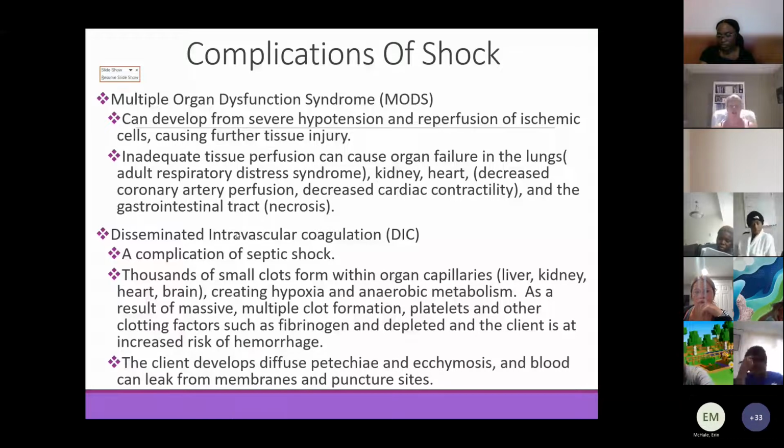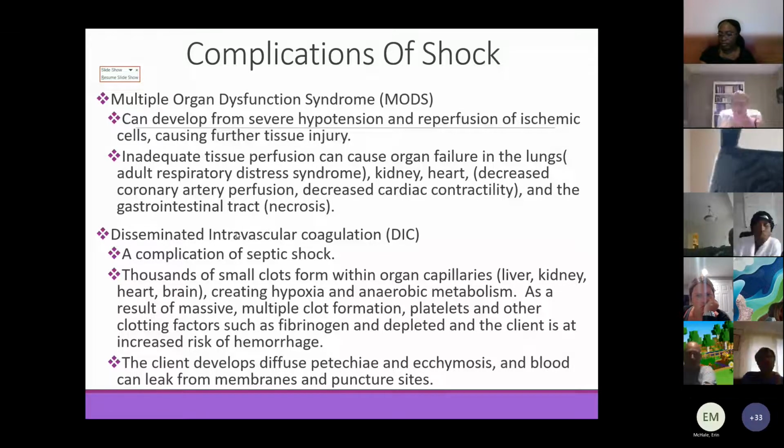Inadequate tissue perfusion can cause organ failure. We can see it in our lungs, so we can develop respiratory distress syndrome, respiratory failure. Kidneys can shut down. The heart can stop working. Our heart can decrease the amount that it contracts, so it won't contract as strong as it used to, so we're not getting out enough blood each time. And because we don't have good blood flow to our GI tract, things can start to become necrotic from not having any blood flow there.